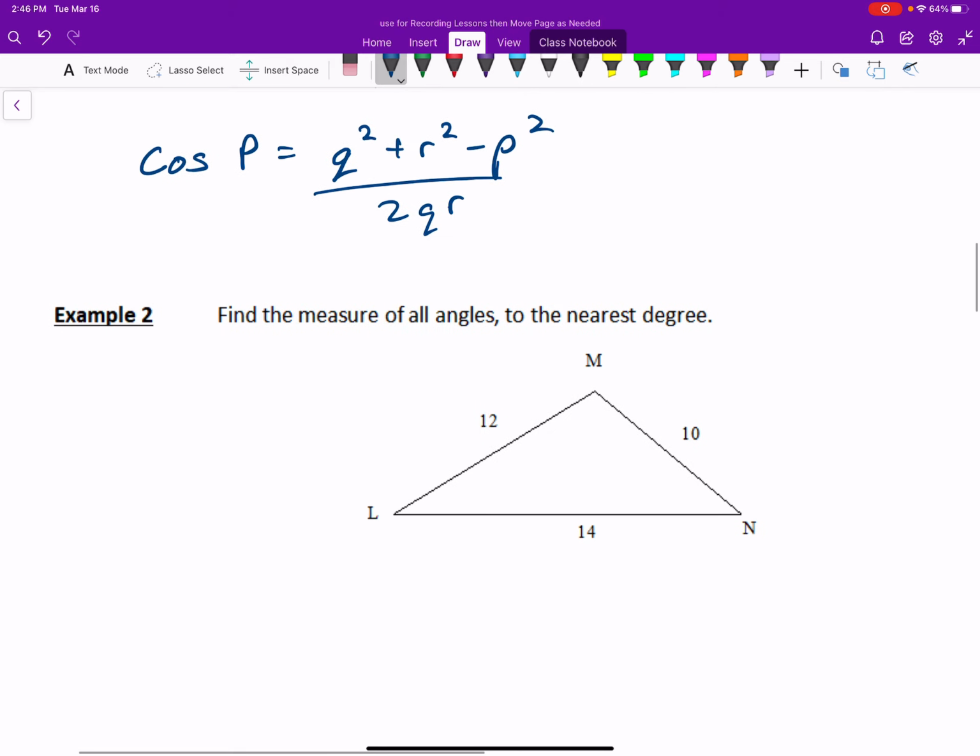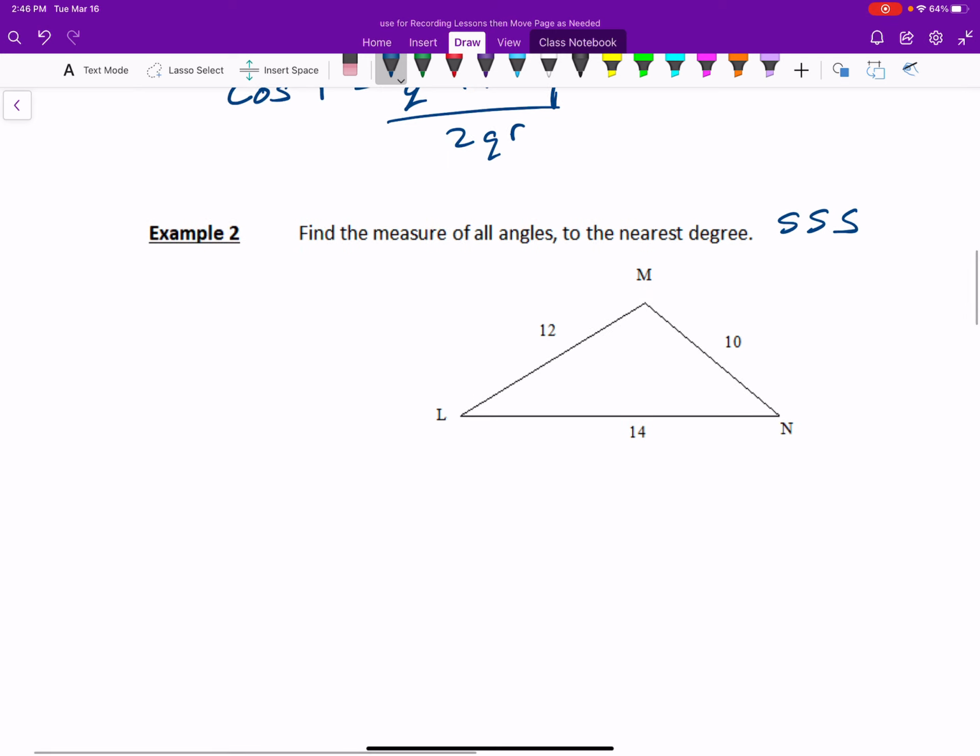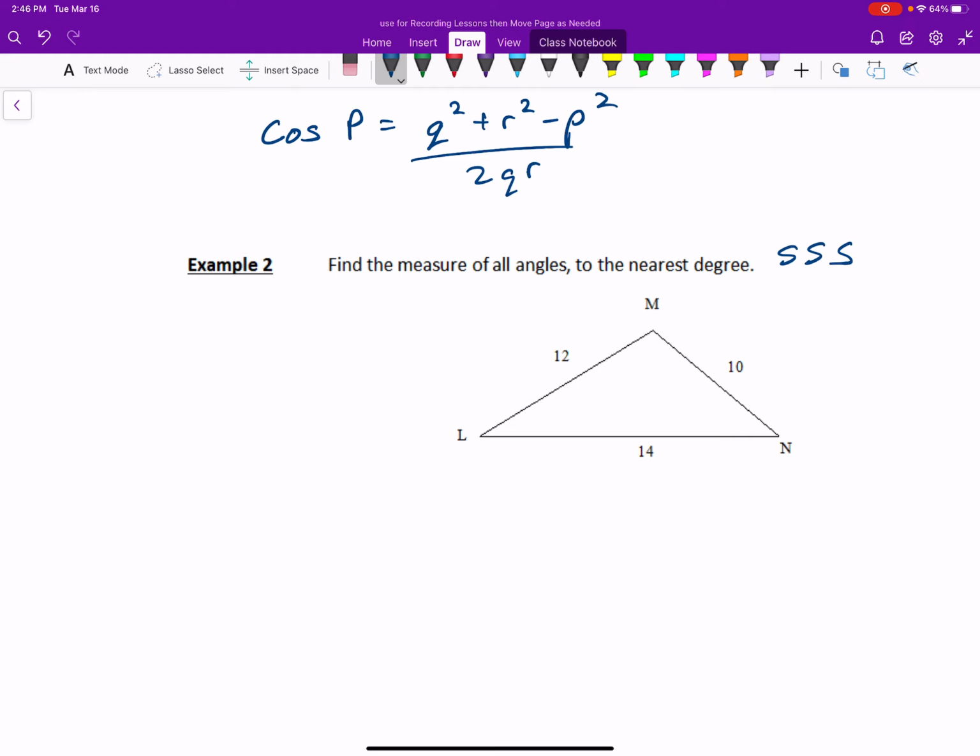Find the measure of all angles to the nearest degree. So this is a side, side, side situation. What angle do I start with? That's the first question. The answer is it doesn't matter. So maybe I'll start with L just because that's the first letter alphabetically that I see there. So I would set it up as cos L. That's the angle here that I'm trying to find.